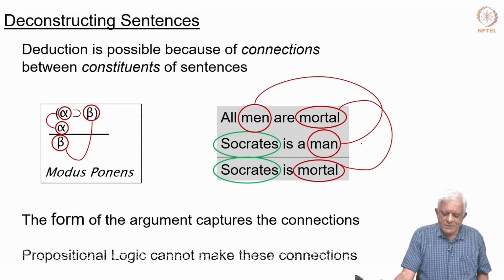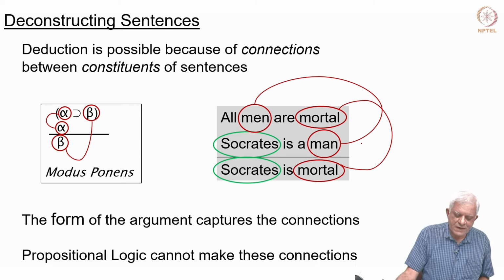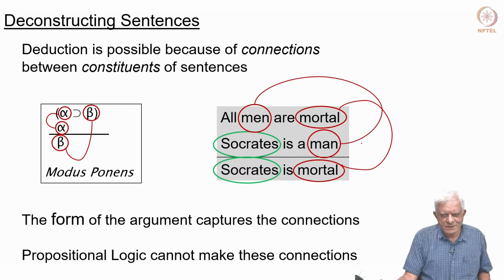The form of the argument captures the connections. So, alpha implies beta, and alpha captures the connection between the fact that alpha is the antecedent in alpha implies beta and alpha is also given to us. So, when alpha is given to us and when alpha implies beta is given to us, we can infer beta essentially. Propositional logic cannot make these sentences, at least in the example that we have on the right hand side.